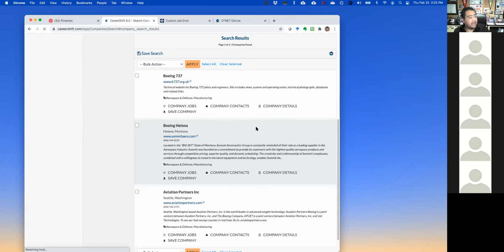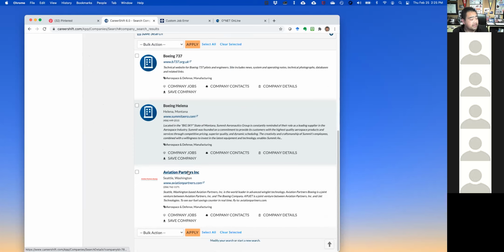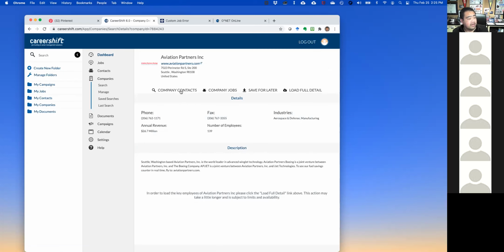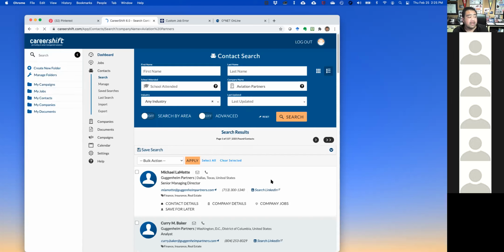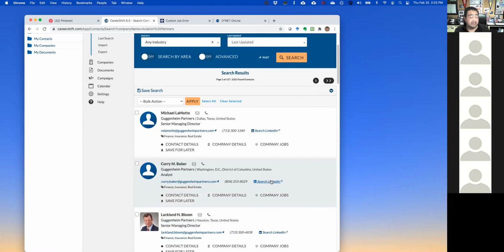Try Boeing. Okay, when we think about Boeing, it also pulls internationally, by the way. But let me just do this Aviation Partners Incorporated. I'll click on the company contacts. There you go. And then you could reach out to these individuals directly based on the email address that's here or their LinkedIn profile. So you could search for a director of engineering, or if there's an HR director you want to reach out to, or a VP of manufacturing, you could look at a company, search the contacts, and go from there. Okay.